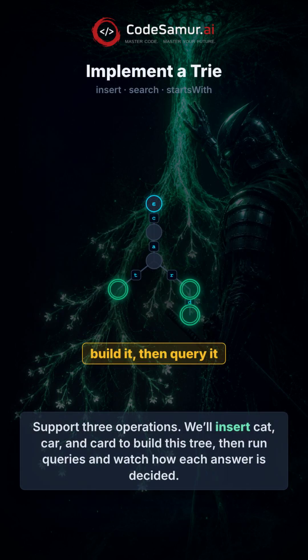Problem 1. Implement the trie. Support three operations: insert a word, search for a full word, and starts with, which asks whether any word begins with a given prefix. We'll insert cat, car, and card to build this tree, then run a few queries and watch exactly how each answer is decided.